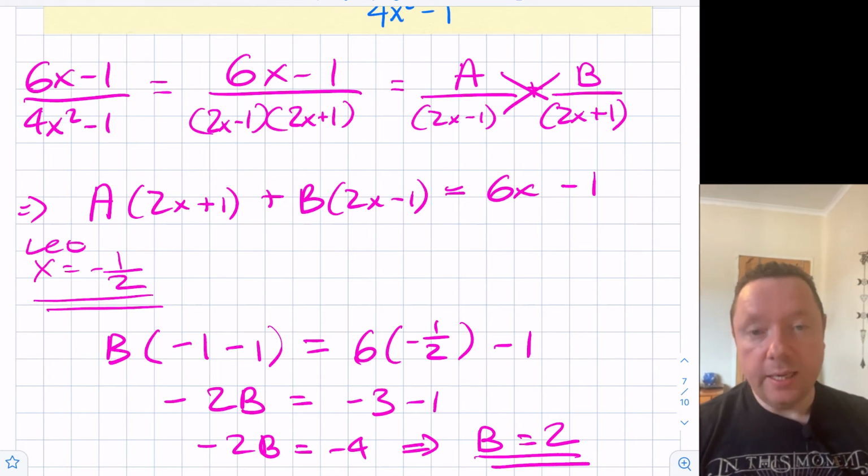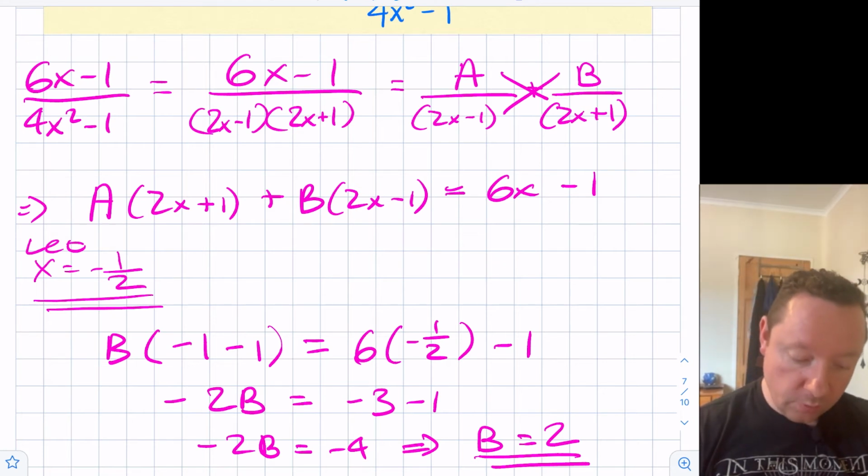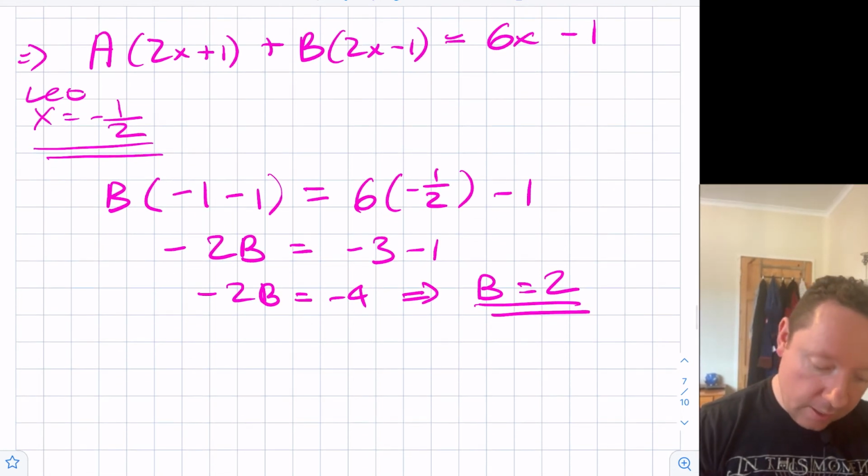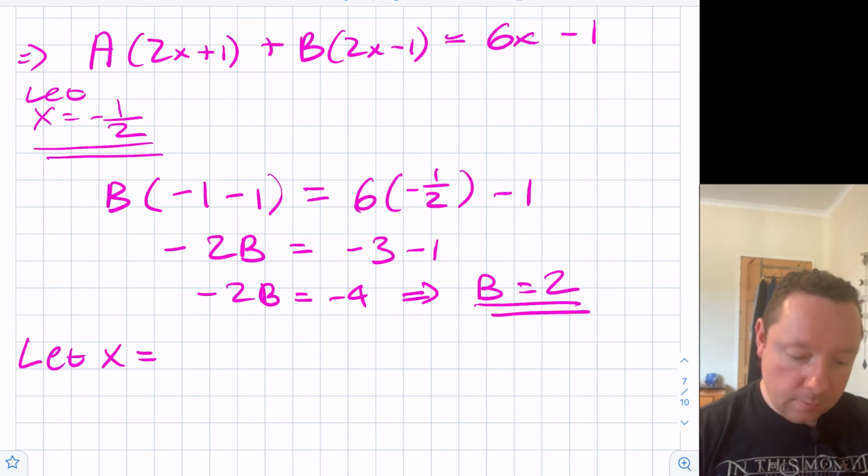We could do the same trick to get a, or we could substitute b back in. Lots of things we could do. I'm just going to do the same trick. So let's say let x this time equal, so we're going to try and eliminate with b's, so 2x minus 1 equals 0, so x is going to be a half.